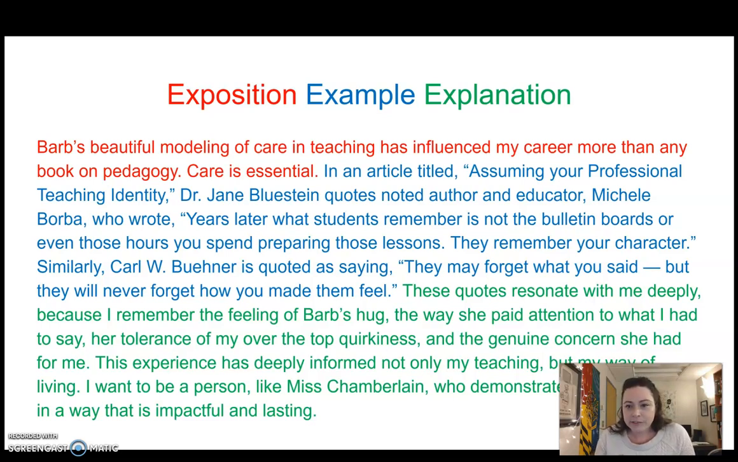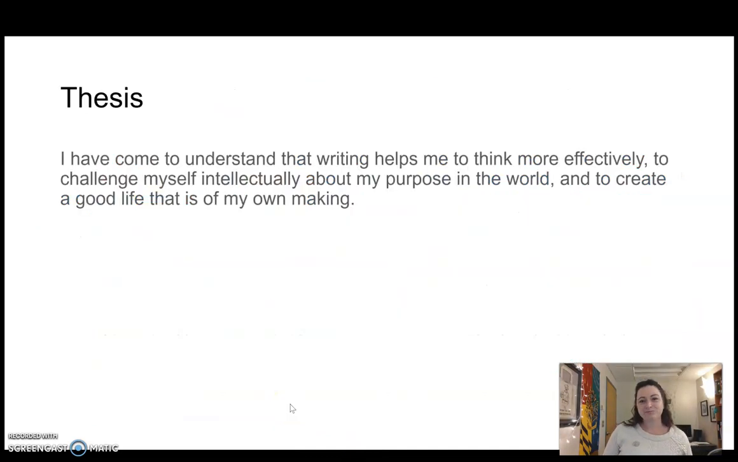These quotes resonate with me deeply because I remember the feeling of Barb's hug, the way she paid attention to what I had to say, her tolerance of my over-the-top quirkiness, and the genuine concern she had for me. This experience has deeply informed not only my teaching, but my way of living. I want to be a person like Miss Chamberlain who demonstrates care for people in a way that is impactful and lasting. So you can see it's so helpful to color code it like that.